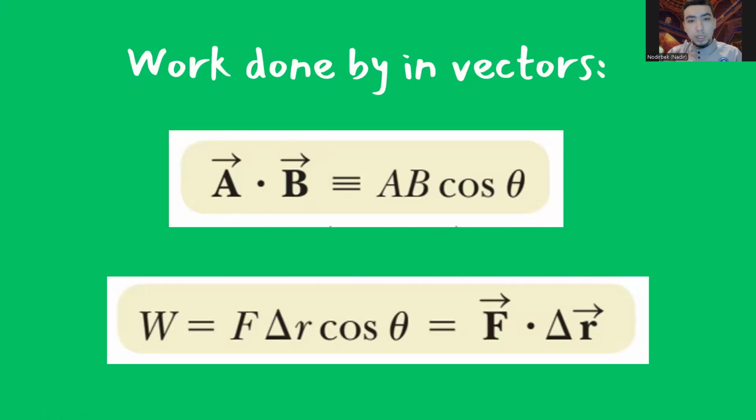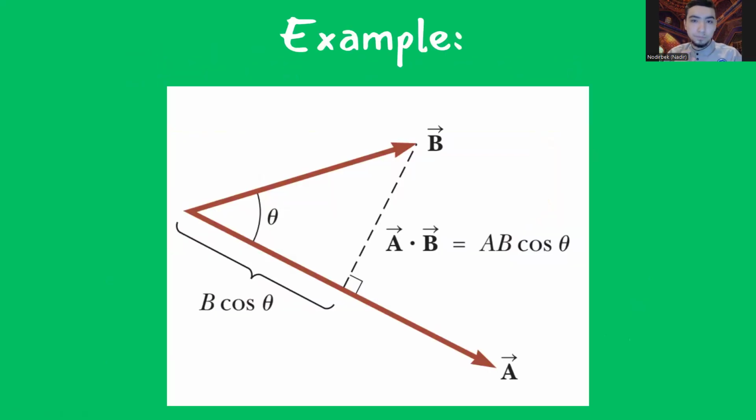Now, you can notice that the scalar product of two vectors is equal to the product of their magnitudes multiplied by cosine theta, cosine theta being the angle between these two vectors. This looks the same as the work done formula, and it is true because the formula of work done comes from this formula. In this case, the force vector is multiplied by the displacement vector. We can see it in this figure.